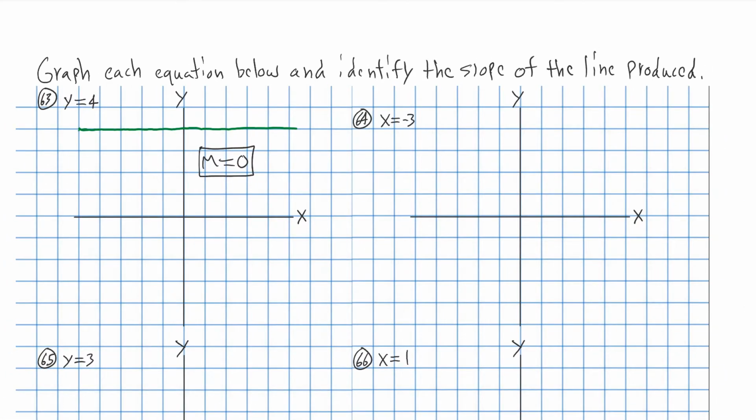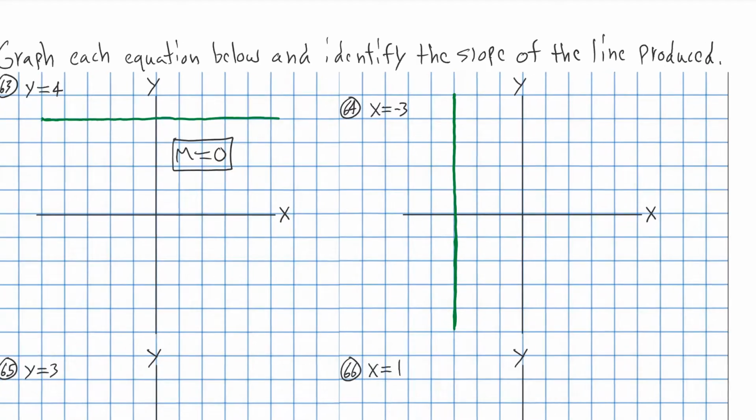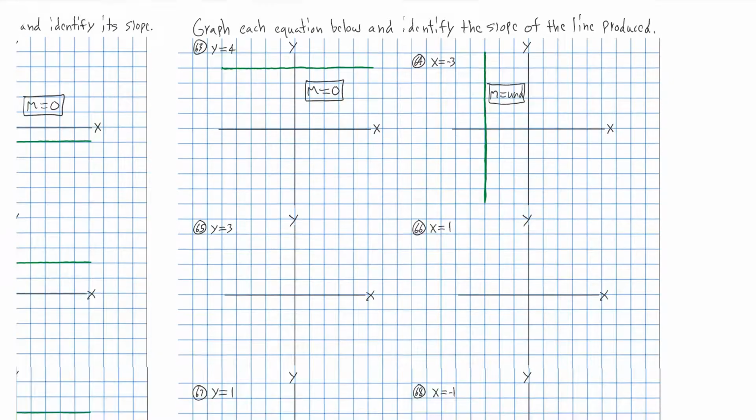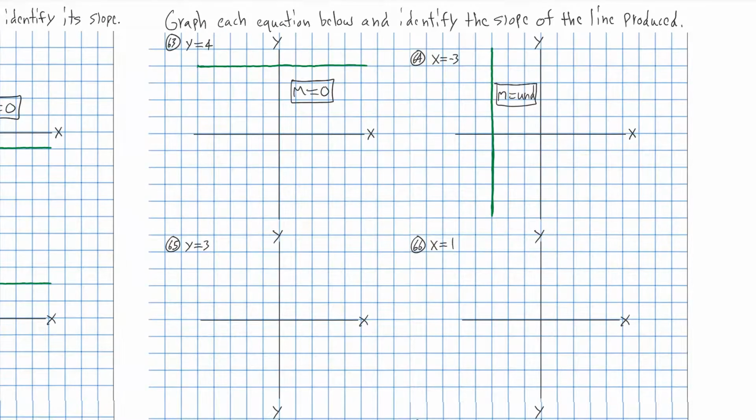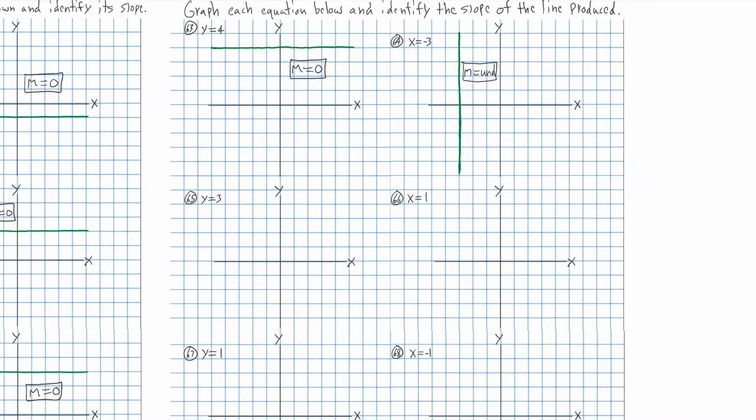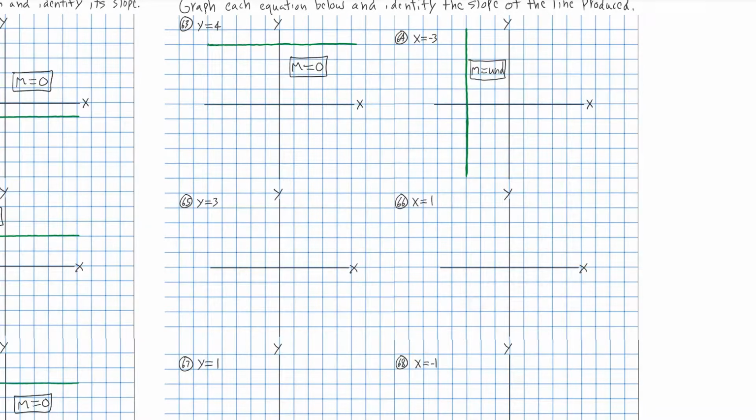X equals negative 3, that's a vertical line, and that would be here. So that's the line graph. If we graph the line, that's what it looks like, and the slope is undefined. All right, so as you can see, these are really easy. Whoops, I have to rectangle these answers. All right, try number 65. And when you come back, we'll do it together.